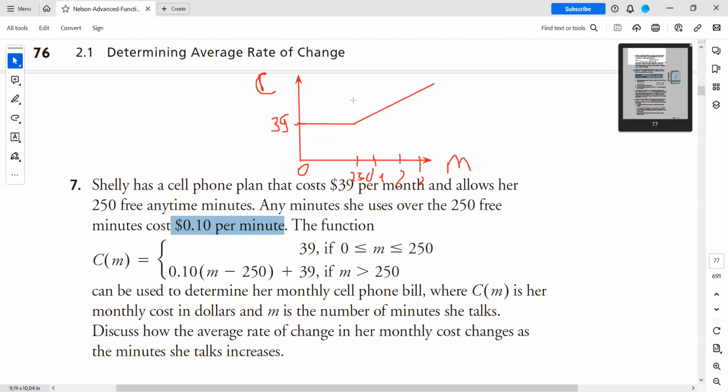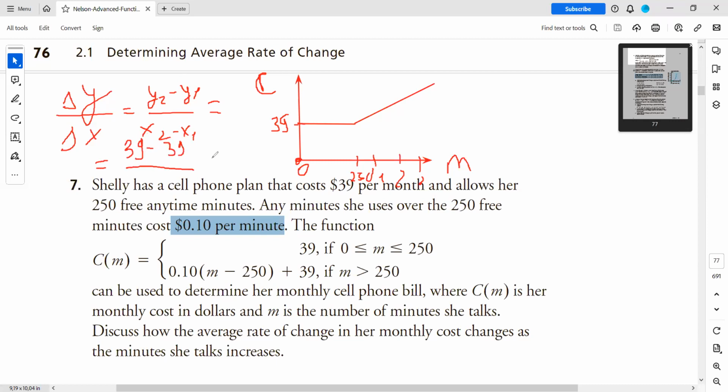Analyzing the average rate of change of this function will tell me that anywhere here, the rate of change is 0. Let's show that. Let's take the interval from 0 to 250 minutes. Delta y over delta x equals y2 minus y1 divided by x2 minus x1. This is going to be equal to, y2 and y1 are equal, both of them $39, right? So it's going to be 39 minus 39, and on the bottom it's going to be 250 minus 0. But the denominator doesn't really matter already, because my numerator turns into 0, which makes the average rate of change from 0 to 250 minutes 0.